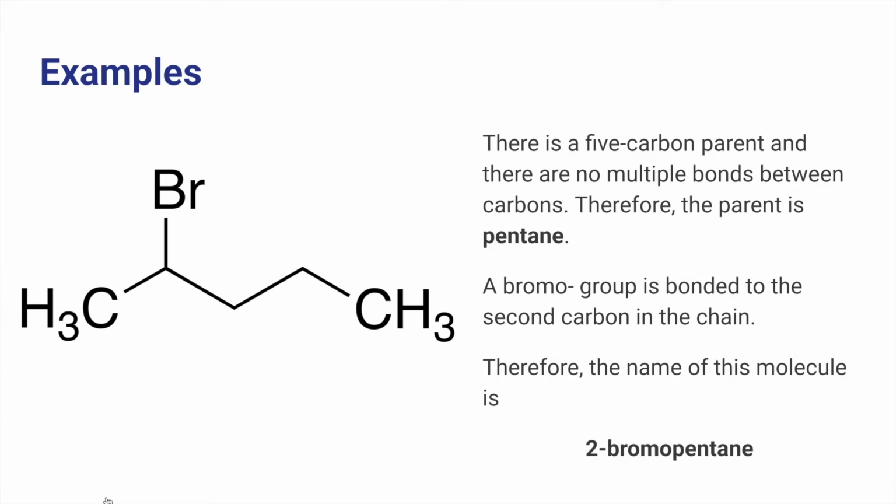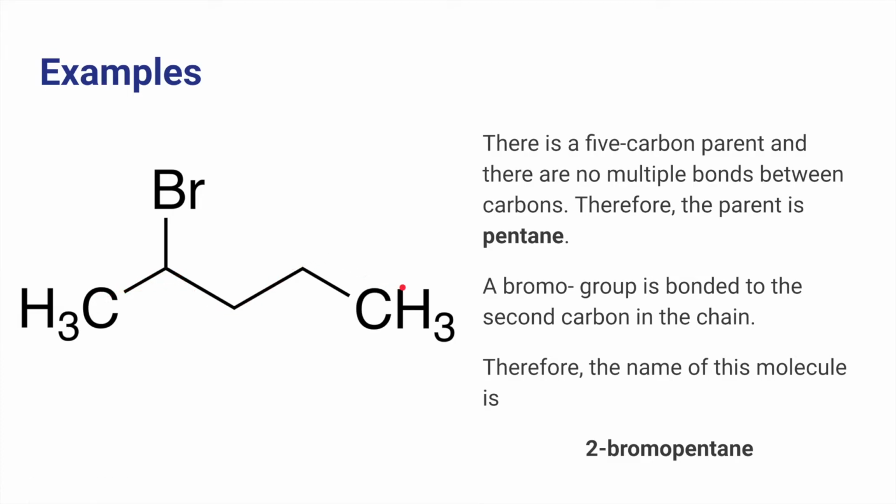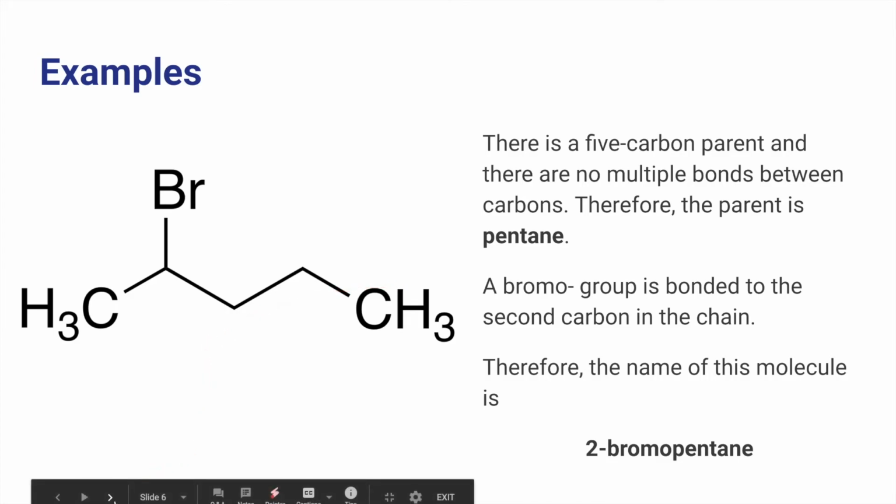Here we have a 5-carbon chain, and we have a bromo group bonded to carbon number 2. So the 5-carbon chain gives it the root of pentane, and bromine bonded at carbon 2 gives it the prefix of 2-bromo. So put it all together, this becomes 2-bromopentane.